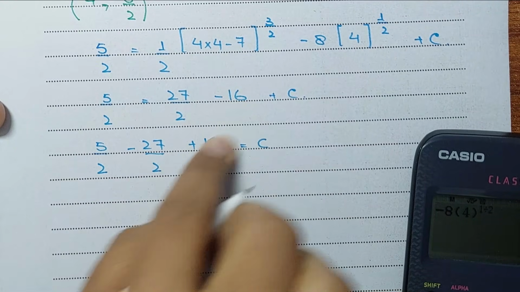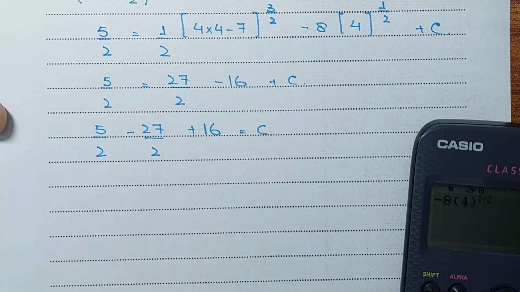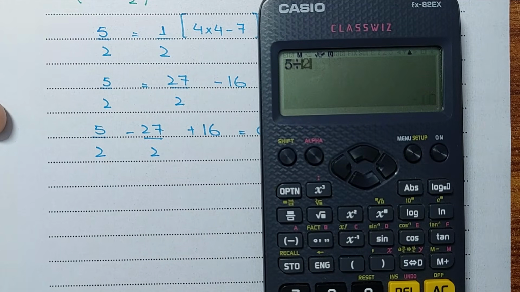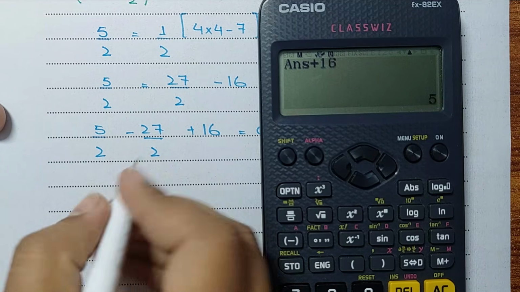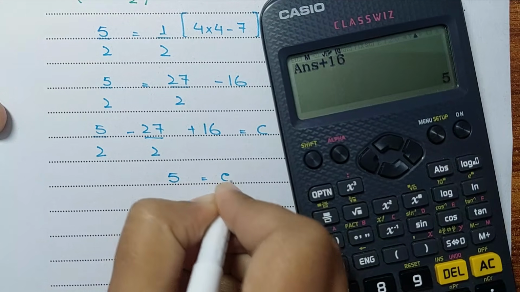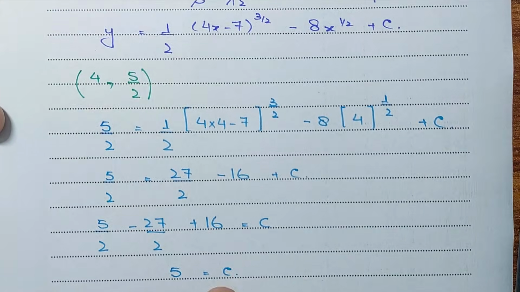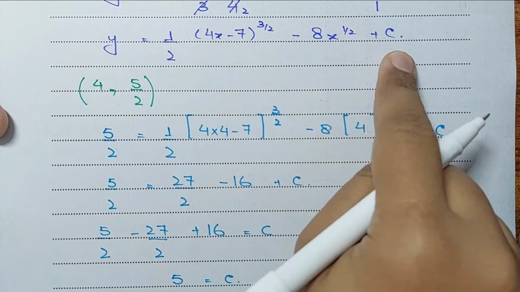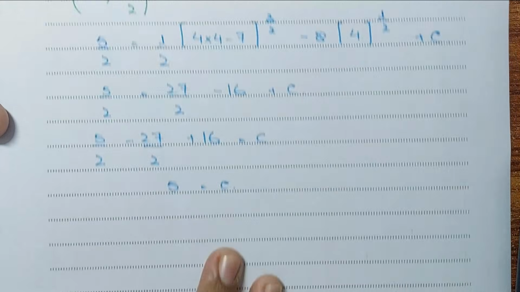This becomes negative and this becomes positive and you shift to the left. Okay, 5 by 2 minus 27 by 2 and plus 16, 5. 5 is the value for c. So just plug the value of c, 5, over here, you will get the equation of curve.